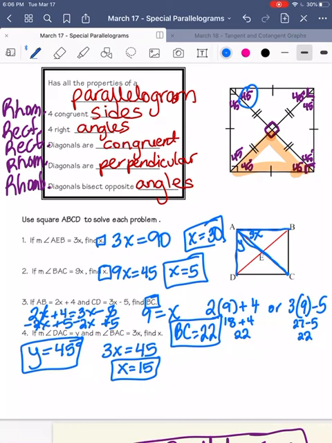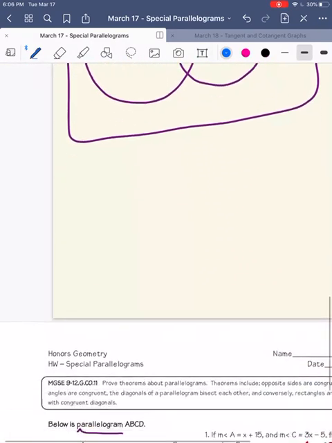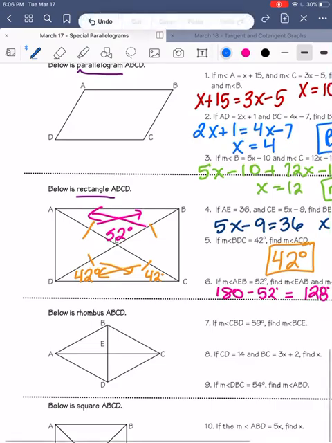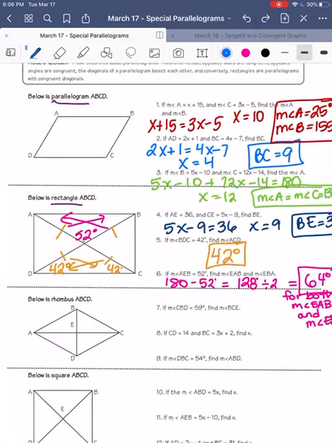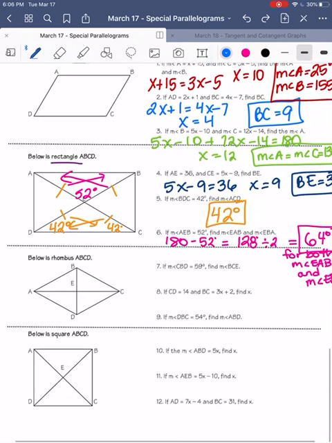Okay, so pause the video if you need to. Go back, watch anything if something didn't make sense. But now we should have all of our parallelograms and special parallelograms. And so now I want you to try to finish this homework. Let's make it a little smaller so you can see. I want you to try 7 through 12. Send me those answers just like you've been doing.